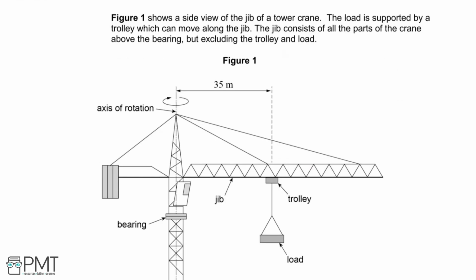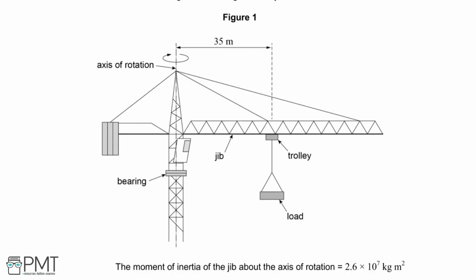Figure 1 shows a side view of the jib of a tower crane. The load is supported by a trolley which can move along the jib. The jib consists of all the parts of the crane above the bearing, but excluding the trolley and load. We've got figure 1 here with a crane, as stated, with a 35-meter distance between the axis of rotation and the load, and the jib is the horizontal bit that's holding that trolley with the load.